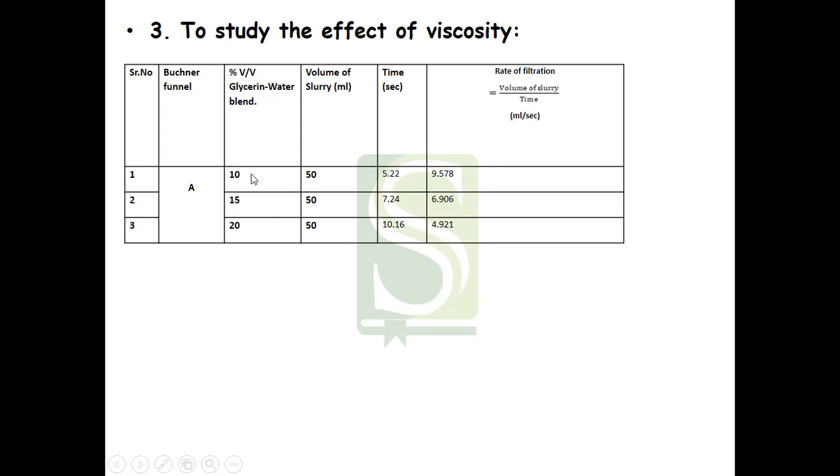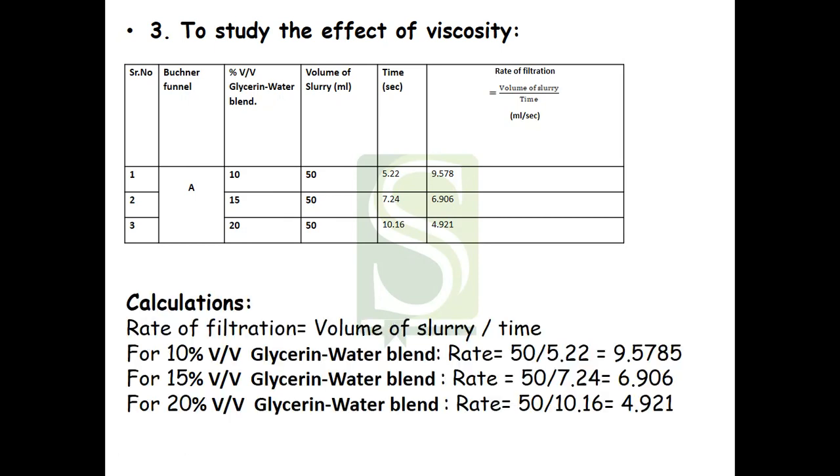the time. Okay, so for 10% volume by volume, it took 5.22 minutes. Then for 15% volume by volume solution, it took 7.24 minutes, and for 20% volume by volume, it took 10.16 minutes, right? So again we will calculate the rate of filtration using the formula volume of slurry divided by time. Okay, so we have put the values for each of the blend, and the values which we get for the rate of filtration, we have put in this table, right?